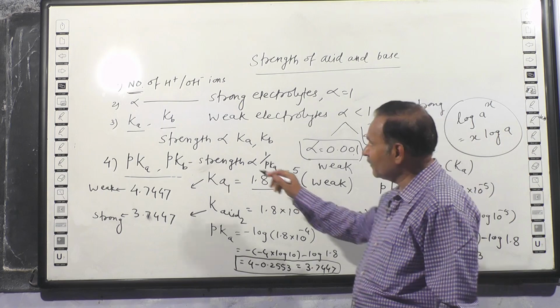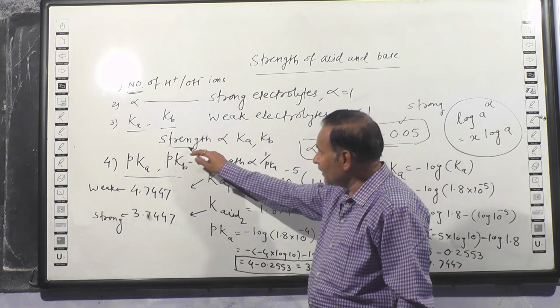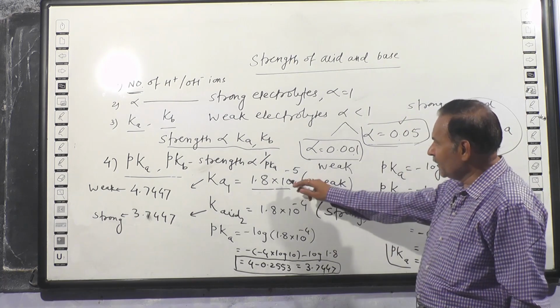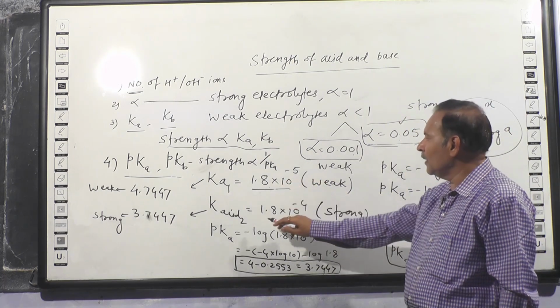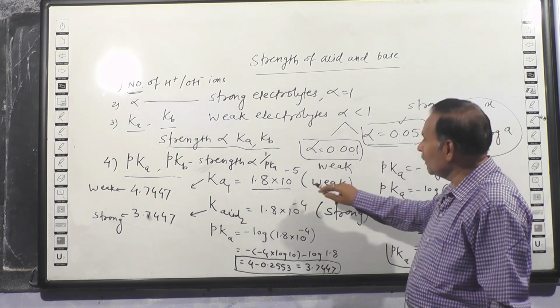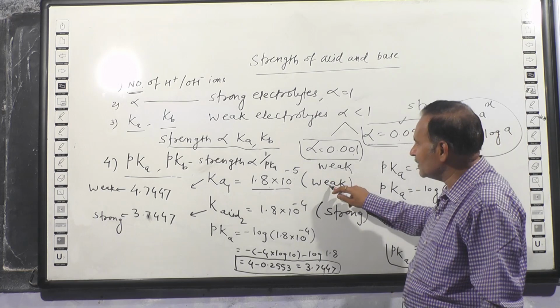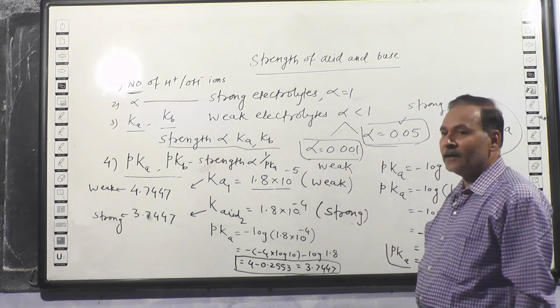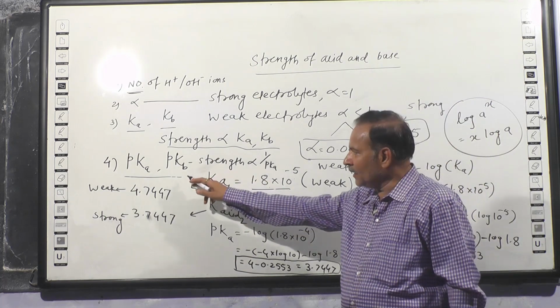The third factor is Ka or Kb. The strength of the acid or base is directly proportional to Ka or Kb values. The example is here: this value is small and this value is large, and directly proportional means this is smaller, therefore the acid is weak, this is larger, therefore the acid is strong. And the fourth factor is pKa or pKb.